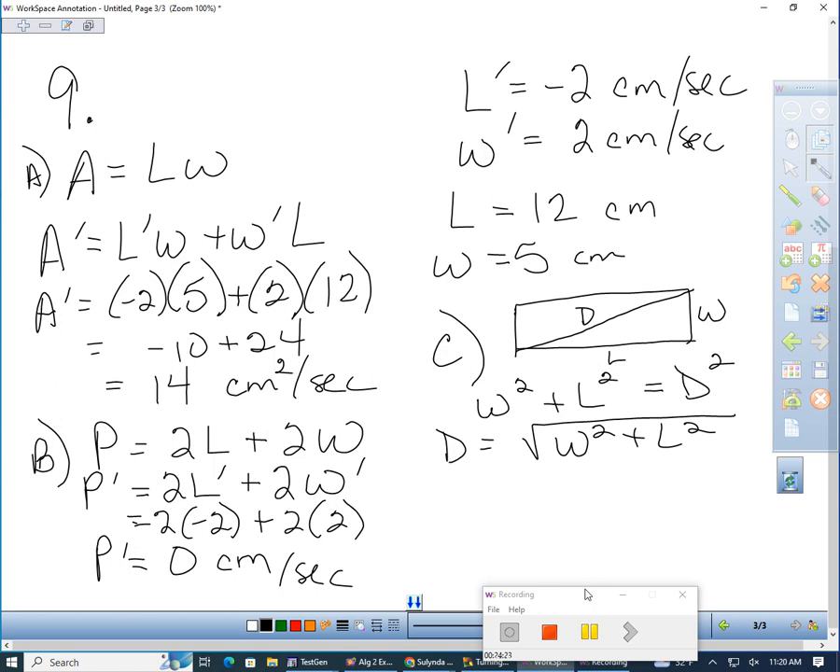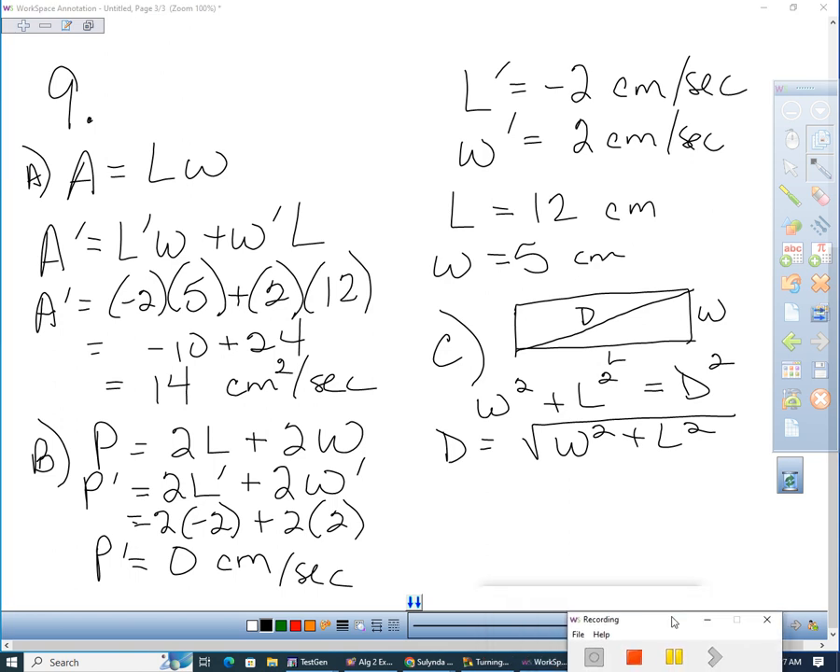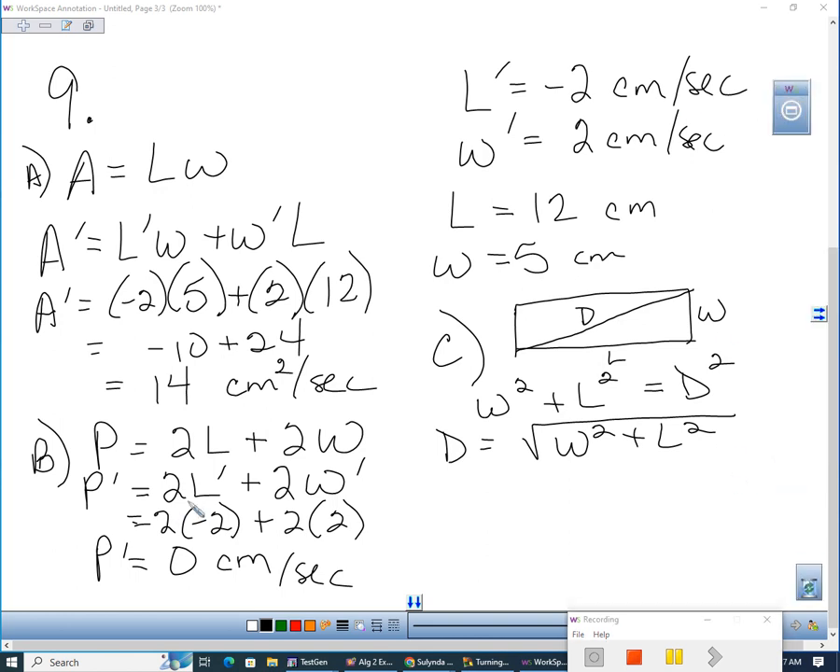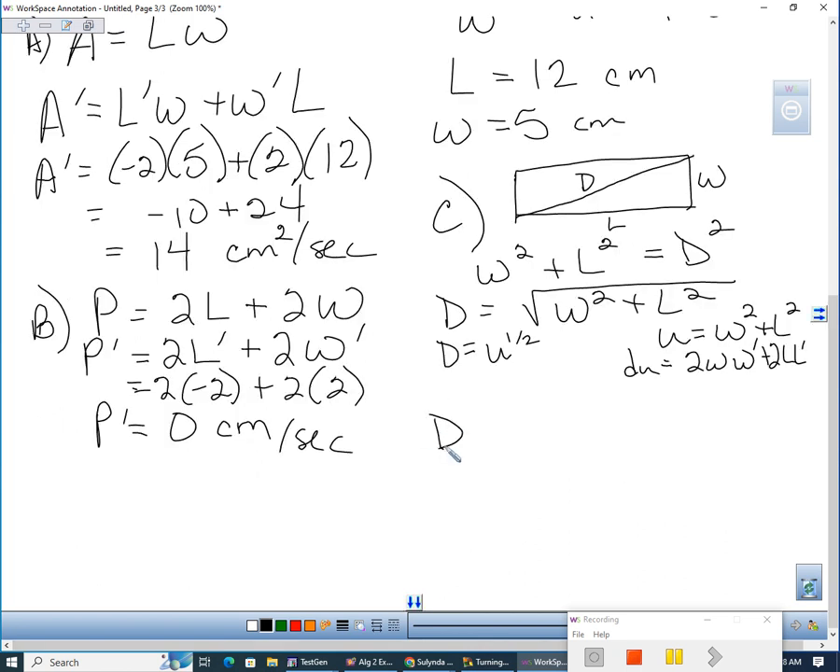So now the trick is to find the derivative of that, which means we have to do a what? Very good. We have to do a U substitution. We are going to say that U equals W squared plus L squared, which means my du is going to be 2W W prime plus 2L L prime. And of course, D equals U to the 1/2. So D prime equals 1/2 U to the negative 1/2 du.